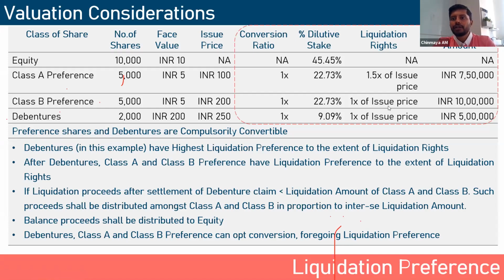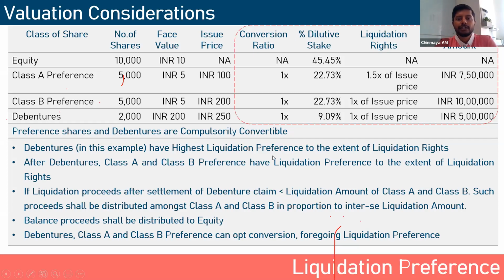And the liquidation amount, which is the mathematics of 5,000 into 100 into 1.5 in this Class A, is 7.5 lakhs. Likewise, 5,000 into 200 into 1x, which is 10 lakhs. And since the conversion ratio is fixed here, the dilutive stake will come to this one based on the conversion rates.